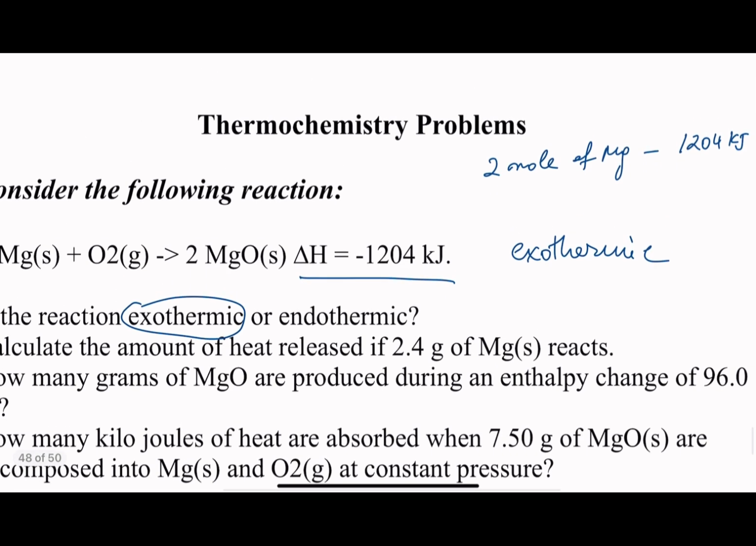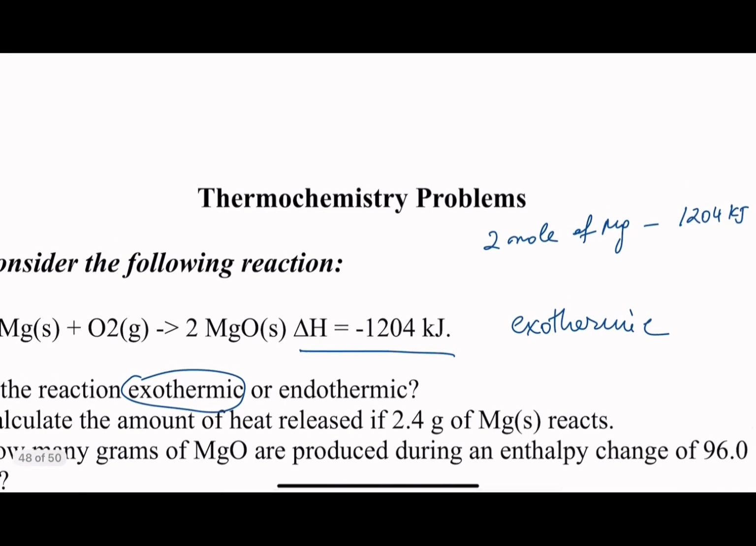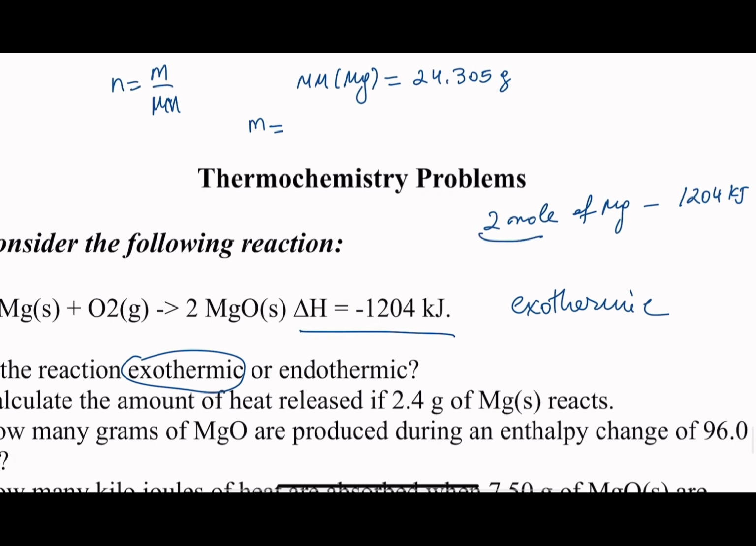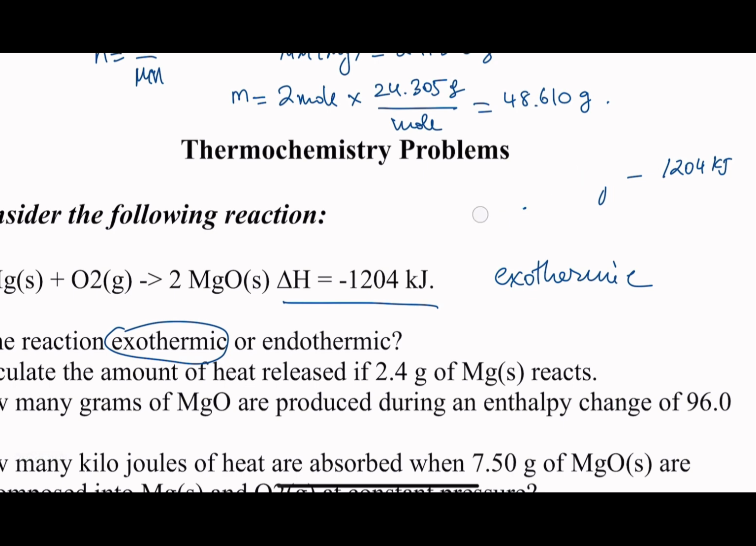Now it's asking for 2.4 grams. So first of all, let's find the molar mass of magnesium from the periodic table. You can find that it is 24.305 grams. And if you want to find the mass for 2 moles, n equals m over MM, and you know the amount of moles, which is 2 mole. So 2 mole multiplied by 24.305 gram per mole, and this would be 48.610 gram. So instead of 2 mole, you can write here 48.61 gram is this much, and 2.4 gram is going to be X kilojoule.